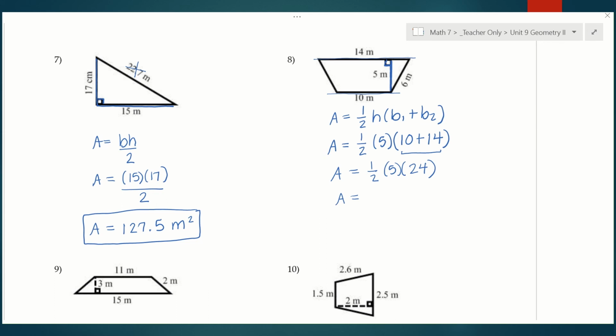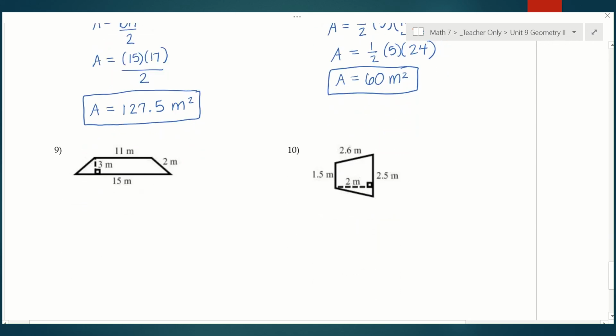If I'm trying to do this in my head, I like to take half of the even number. So half of 24 is 12, and then 12 times 5 is 60. So really you can do any order you want, but you should get 60 meters squared.